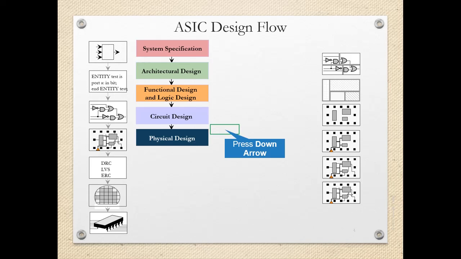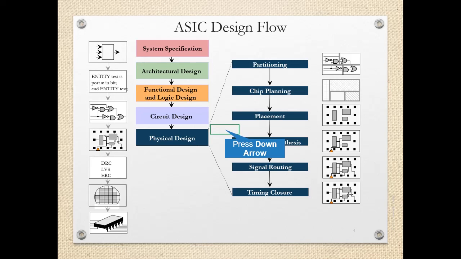After that, the next step is physical design. In the physical design, we have to do the layout design for the chip. This physical design involves many steps like partitioning, chip planning, placement, clock tree synthesis, signal routing, and timing closure.